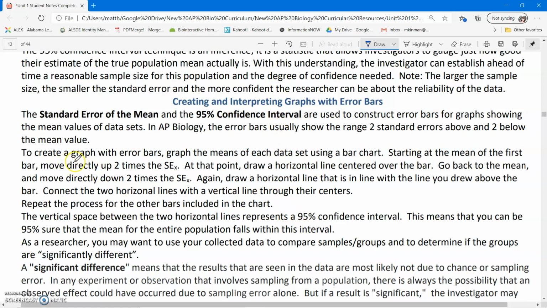To create a graph with error bars, graph the means of each data set using the bar chart. Starting at the mean for the first bar, move directly up 2 times the standard error of the mean. At that point, draw a horizontal line centered over the bar. All right, so let's do that first.